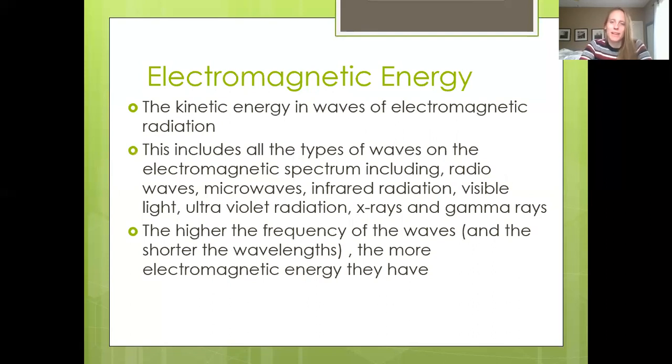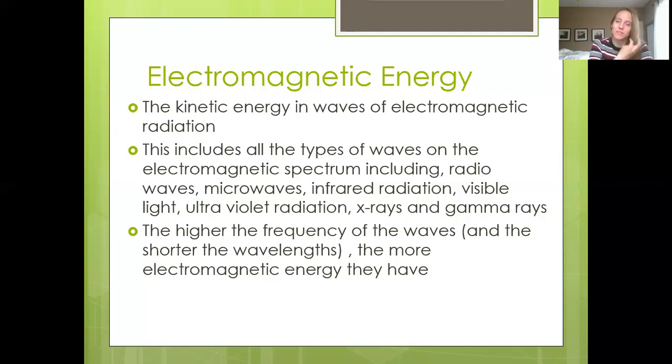Then we have electromagnetic energy, which is the kinetic energy found in the waves of electromagnetic radiation, which includes waves of all the different types of radiation found on the electromagnetic spectrum. So radio waves, microwaves, infrared radiation, all the different colors of visible light, UV radiation, X-rays, and gamma rays. The higher the frequency of the waves, the shorter the wavelengths, the more electromagnetic energy they will have.